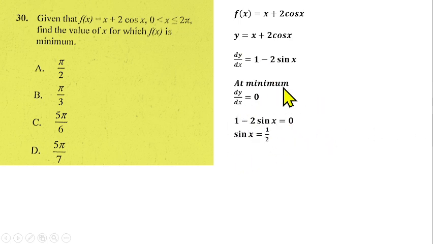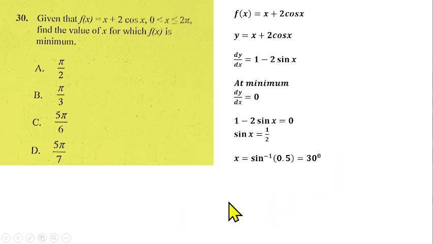Collect like terms. So 1 will come here, so you have a minus 1. Then divide both sides by minus 2. That gives us sin x equals 1 over 2. So find the inverse of that. That should be x equals sin inverse of 1 over 2, which is 0.5. And that should give us 30 degrees.